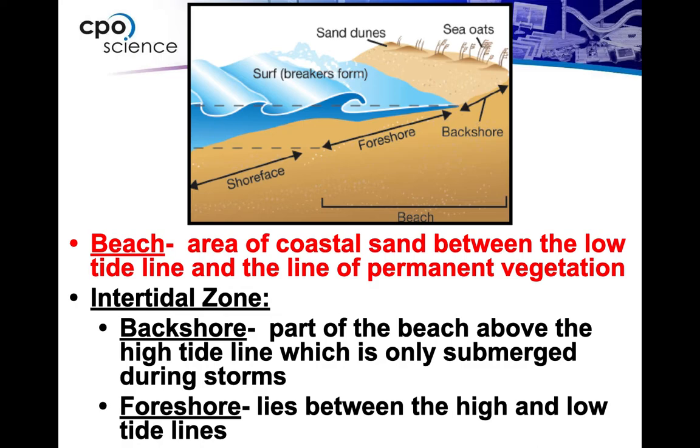The foreshore is the area that lies between the high and low tide lines, so it's between those two dash lines. Another term for that, like I have on the top part here, is the intertidal zone. The intertidal zone is the area that exists between tides.